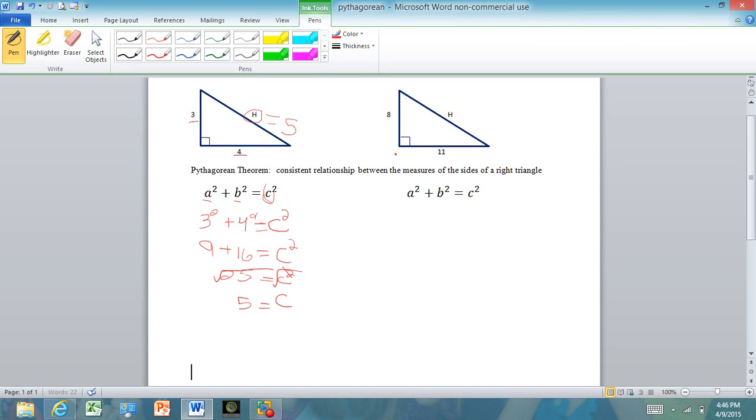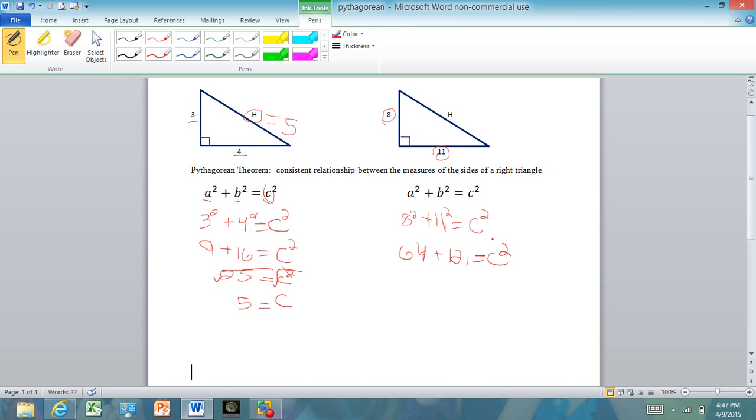Now here's another example where it's not going to work out quite so nicely as it did on this first example. But again, the legs of my right triangle, those are the two sides that form this right angle, will be my A and my B. So I will write in here A squared plus, 8 squared plus 11 squared equals my C squared. Then from there, 8 squared is 64 plus 11 squared is 121. And that equals my C squared.